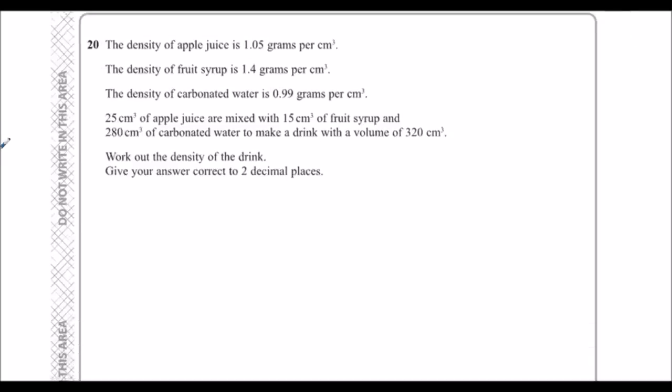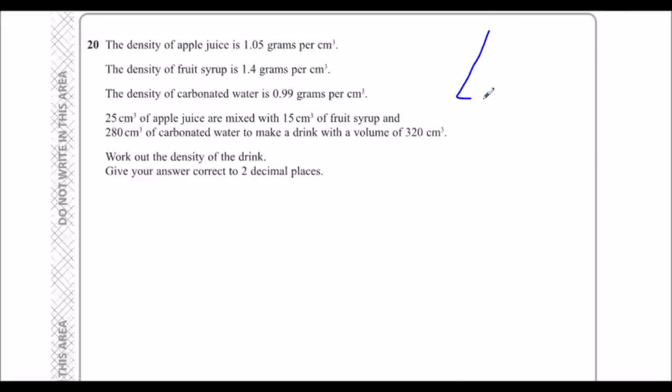Question 20. The density of apple juice is 1.05 grams per centimeter cubed. Density of fruit syrup is 1.4 grams per centimeter cubed. And the density of carbonated water is 0.99 grams per centimeter cubed. 25 centimeters cubed of apple juice are mixed with 15 centimeters cubed of fruit syrup and 280 centimeters cubed of carbonated water to make a drink with volume 320 centimeters cubed. Work out the density of the drink.